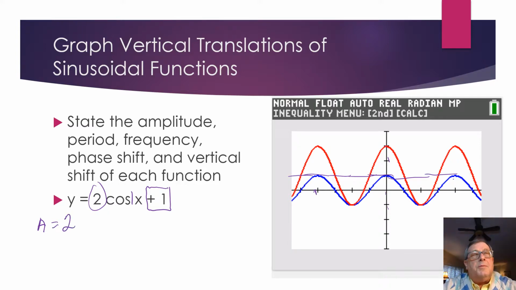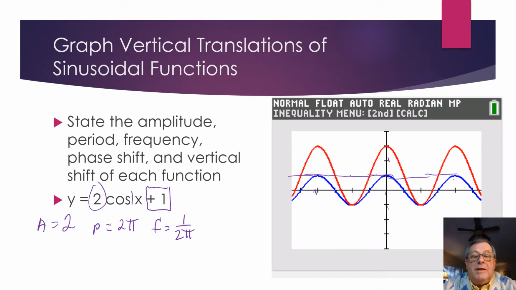Let's see, then we're going to do the period. Well, the period is 2 pi over the absolute value of B. But in this case, B is 1, so our period is just equal to 2 pi. And the frequency is the reciprocal of the period. So our frequency in this case is 1 over 2 pi. Let's see what else we got here.